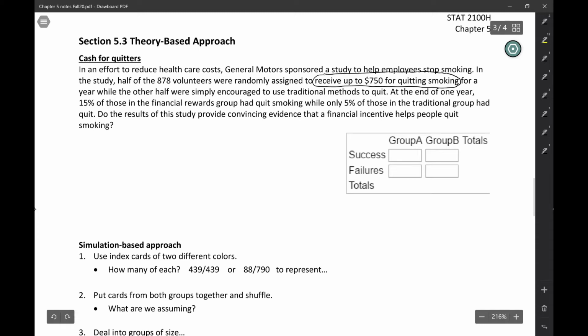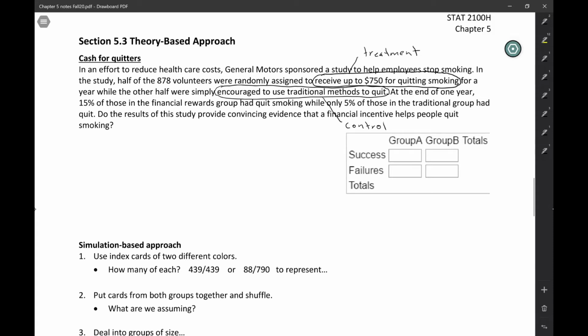It was like a financial incentive for them to quit. So that's our treatment group. And then the other half were just encouraged to use traditional methods to quit. So this is going to be our control group. This does give us something to compare to though, and they would have all of the same follow-ups and things like that that the treatment group would have. So that's an important part of the study.